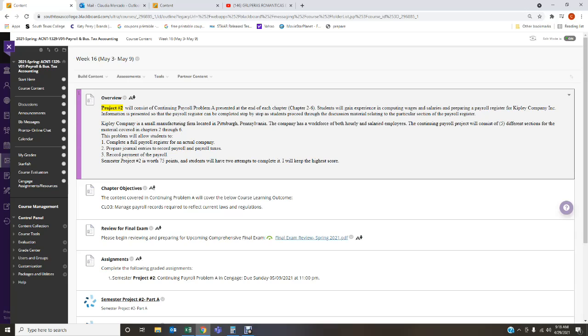Students are going to gain experience in computing wages and salaries and preparing a payroll register. They're going to be doing journal entries, a whole bunch of transactions that are going to be happening in this project. The company will have a workforce of both hourly and salaried employees, so you can have some experience calculating both. There's 5 sections to the project. Students are going to be completing a full payroll register for an actual company. You're going to prepare journal entries to record payroll and payroll taxes. You're going to record the payment of the payroll, amongst other things.